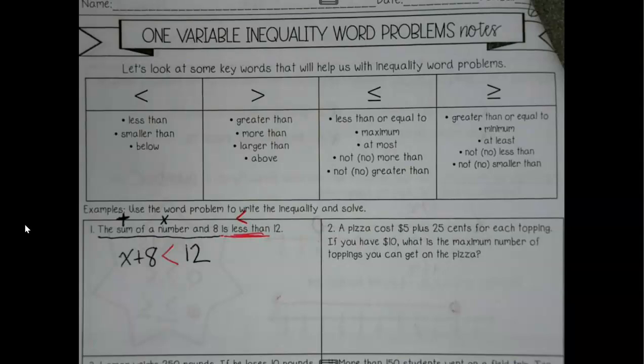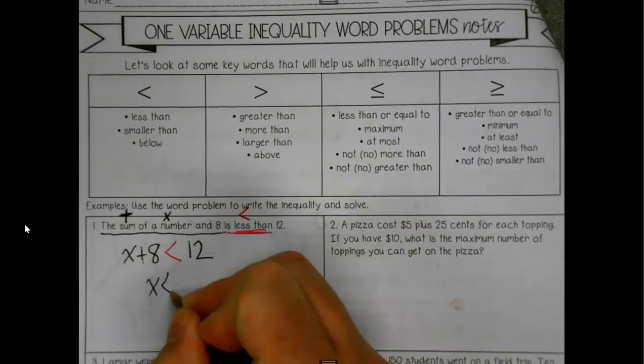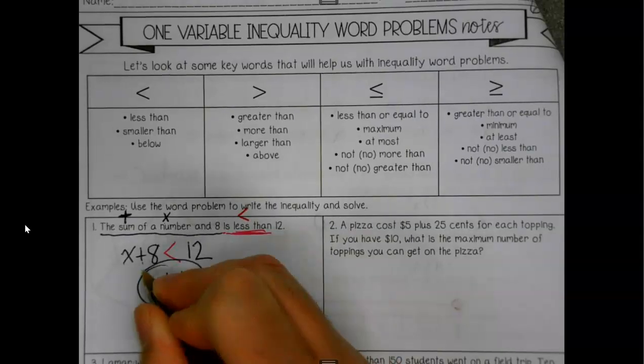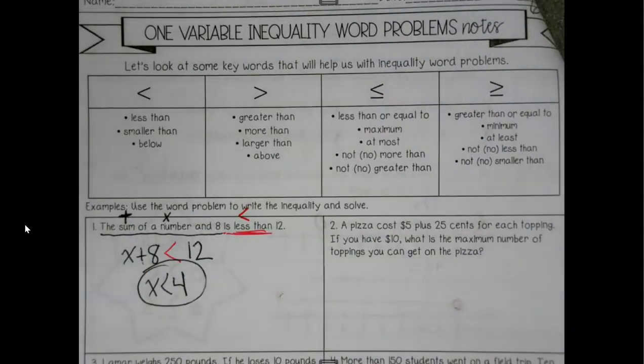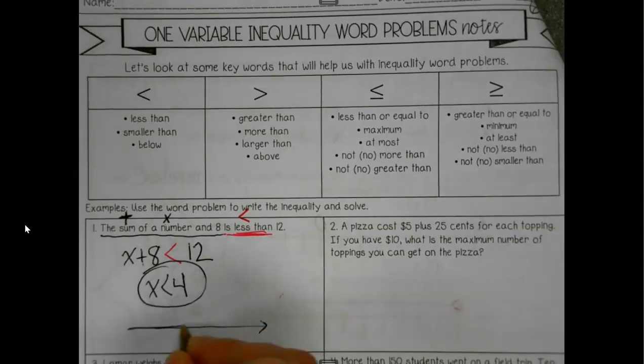Is less than 12. And now it's just like what we'd solve with an equation. I've got to get x by itself, so we subtract 8 from each side. And just like an equation, once x is on a side by itself, we're done. And then we'd be able to graph that if we were asked to. Actually, let's do that in a couple of these, just again for reference.